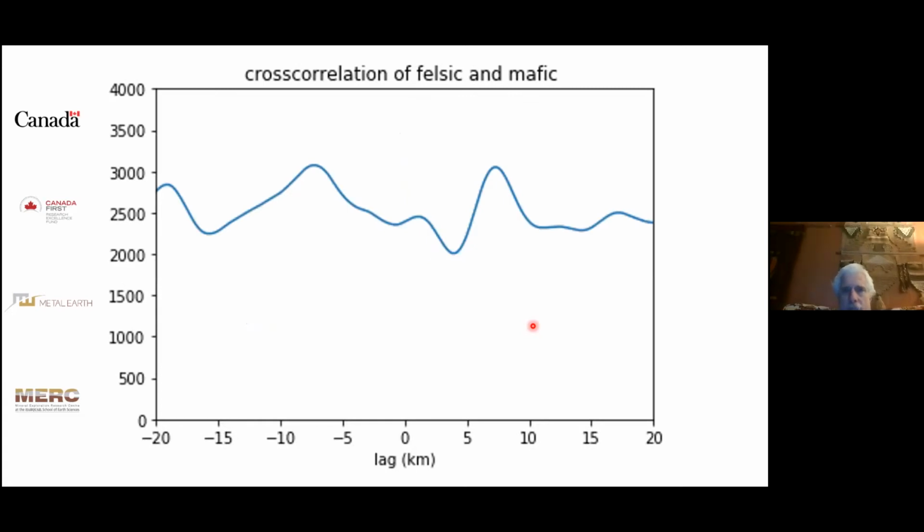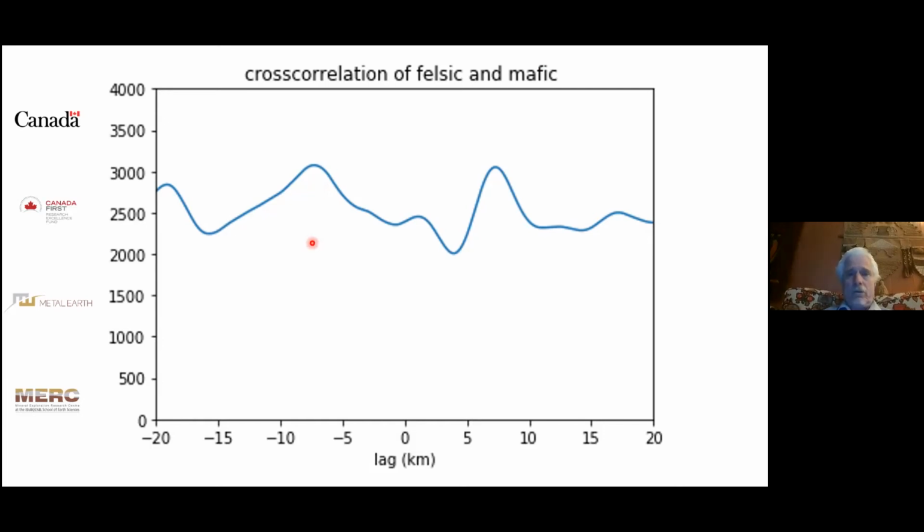And the next one, I'm having trouble reading this, but let me try and move that. Yeah. So here I'm correlating felsic with mafic. And you can see that I don't want to get a correlation here at zero lag, and you see that I don't. I get something around 2,500. But off here at about -7 kilometers and here at +7 kilometers, I do get a bit of a spike. What that's telling you is that on average, felsic features are about 7 kilometers away from mafic features. And that seems about right. You wouldn't be surprised by that.